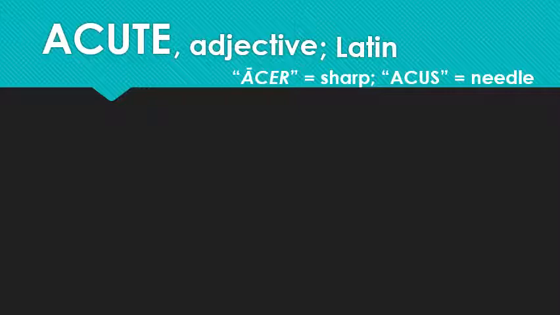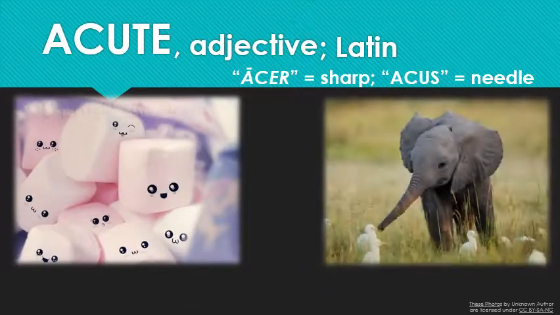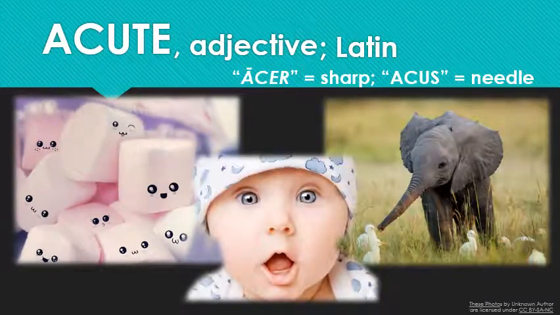But first, I've got some adorable pictures for you to look at. Oh, aren't they cute? Cute actually came from acute originally. It was a shortened version of it. And at the beginning, it meant sharp as in being smart or clever.